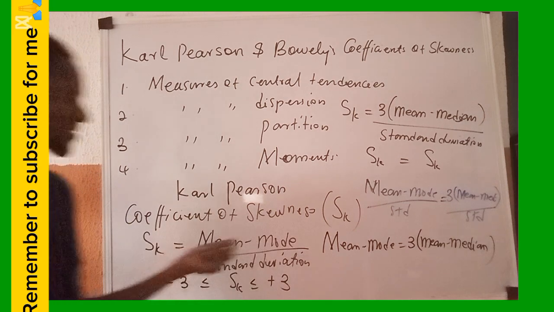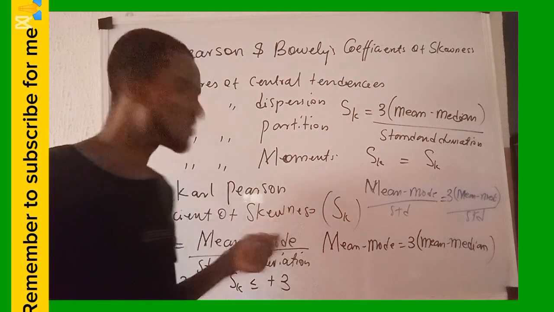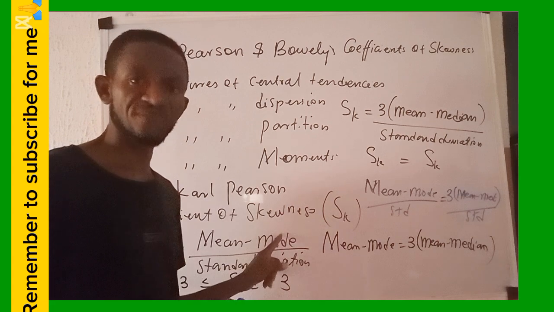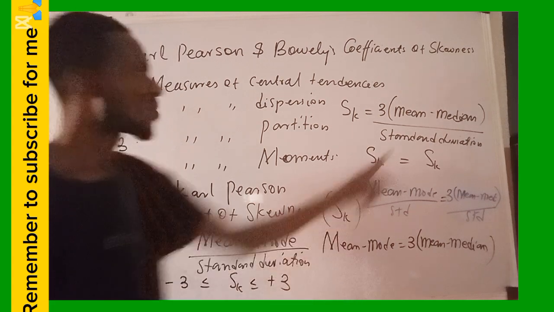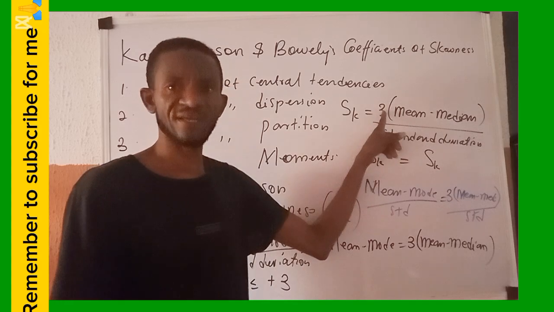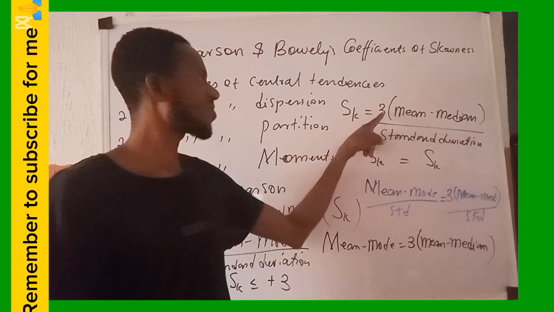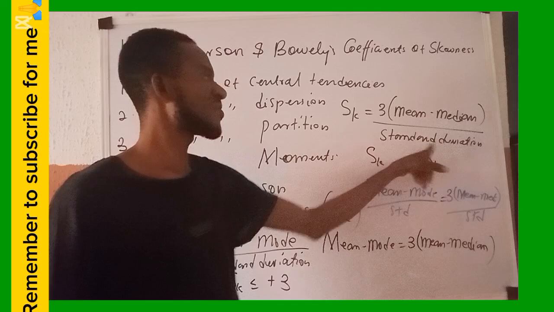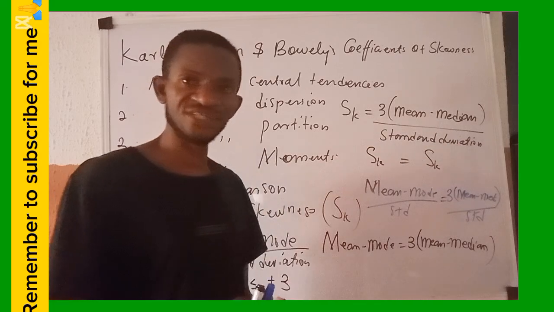Then it is now saying that in a situation where the mode of the data set is not given, we make use of the median. But then there is a little adjustment here. So here what we have now becomes 3 into mean minus median all over standard deviation.